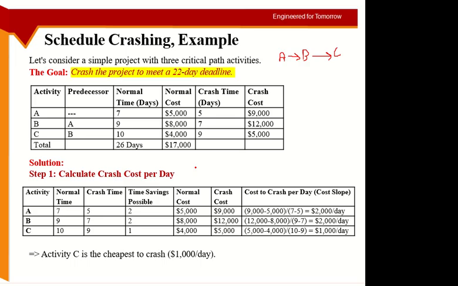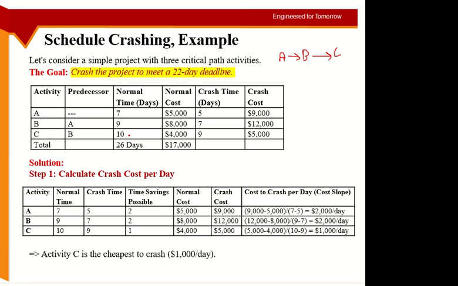There is no other choice I have. So I have to just add their numbers to get the time. Since I have only one path, this is my critical path. So I have to select one of these three activities, A, B, and C. Which one should I select? I will calculate the crash cost per day for each one of them.